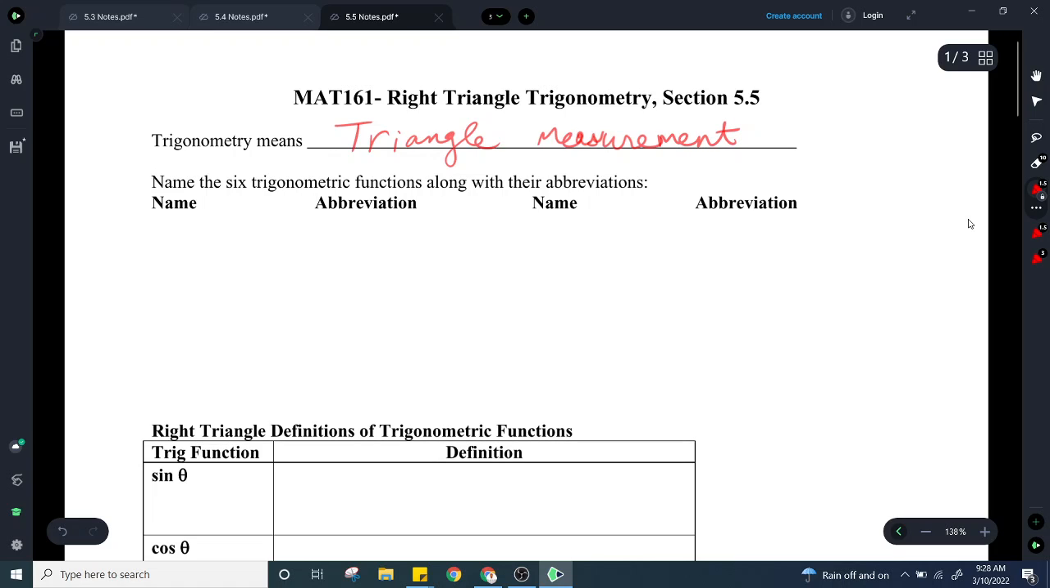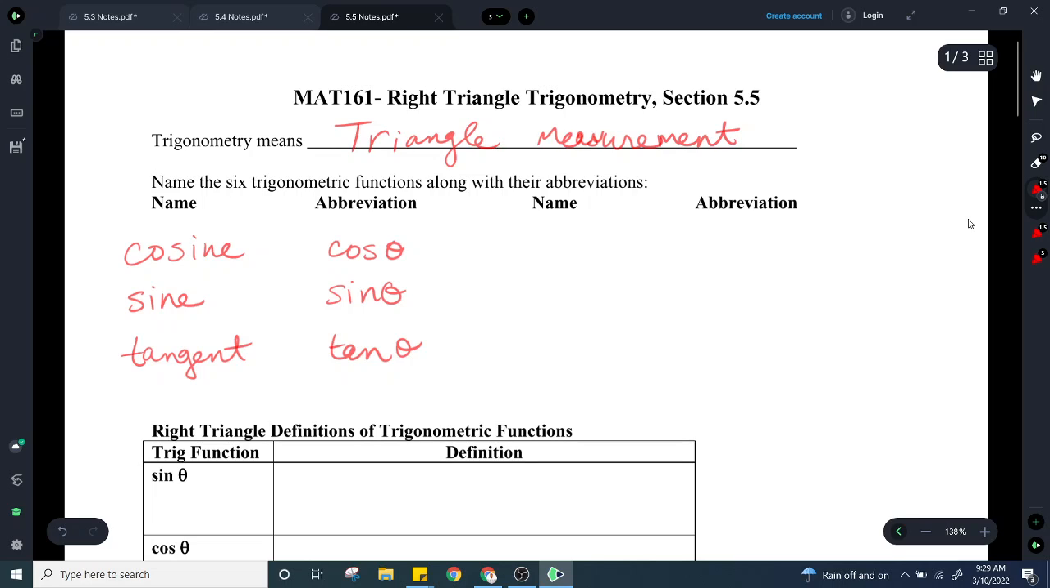It says name the 6 trig functions along with their abbreviations. Just to recap, we've already talked about these, but here they are again. The first one is cosine. Abbreviation for it is COS, cosine of theta. Sine, of course, the abbreviation is SIN, sine of theta. And then the last one there is tangent. And of course, the abbreviation is tan of theta.